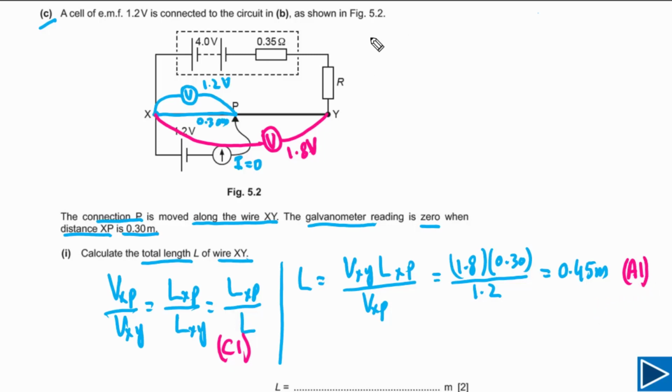Let's try to understand a little bit more about the potentiometer and especially about this relationship, I mean how we got this one. So let me explain you this part.